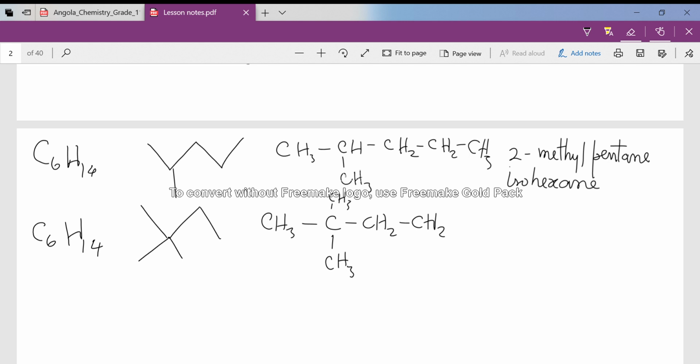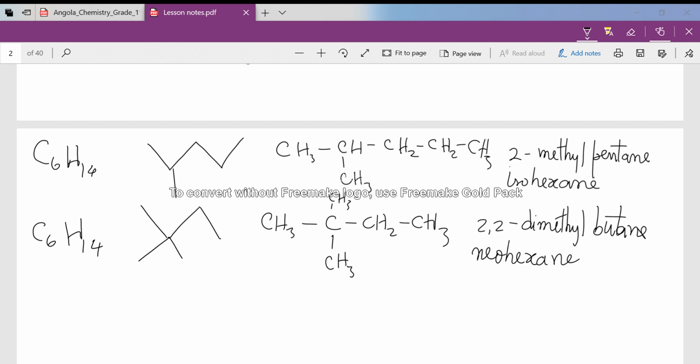Okay, so you see CH3 here, so it's 1, 2, 3, 4, 5, 6. So this is 2,2-dimethylbutane, or neohexane.